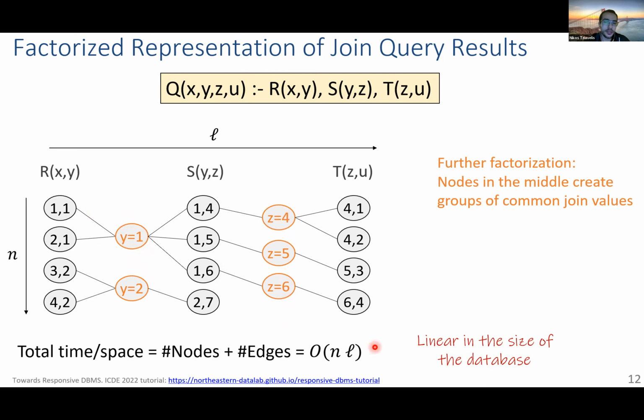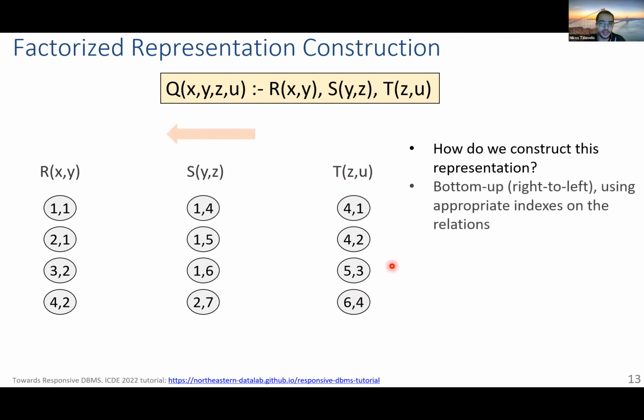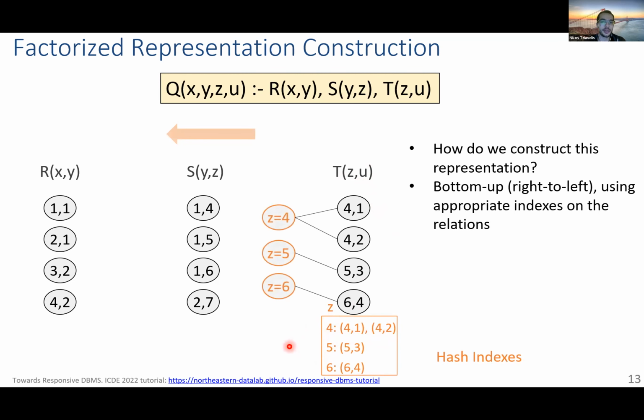And by doing this transformation, essentially we build a representation of n times L, which is linear in the size of the database. Now we don't have to first construct the quadratic one and then go back to the linear one. We can construct the linear one from the beginning, and here's how it works. We start from the bottom up, from right to left here, and we build appropriate indexes for every relation. So here for T, we build the hash index that maps the Z values to the tuples of T. And for every value of Z in the hash table, we create an intermediate node, and we connect tuples.